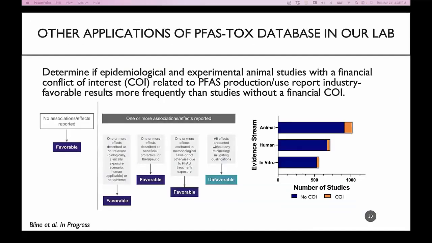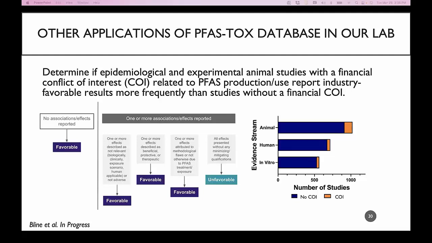We're also using the database to determine if human epi and experimental animal studies with a financial conflict of interest related to PFAS production or use report industry-favorable versus industry-unfavorable results more frequently than studies without a financial COI. And this is represented in the figure on the right, but there are 109 animal and 41 human studies which report conflicts of interest thus far in the database. So that's 150 studies, which is about 9%.